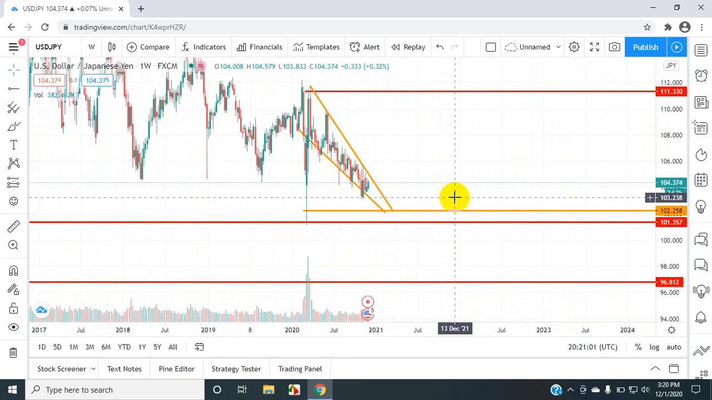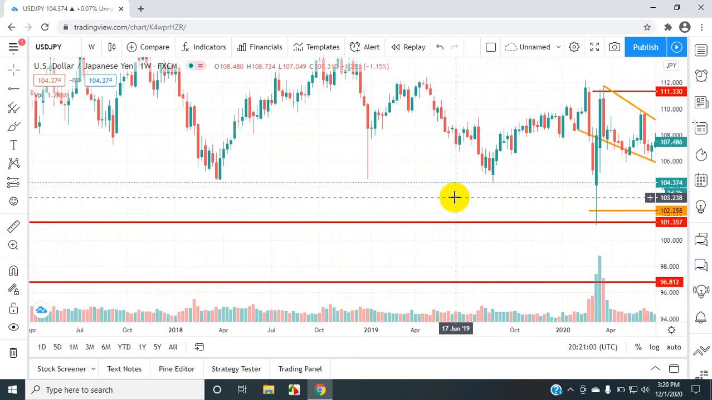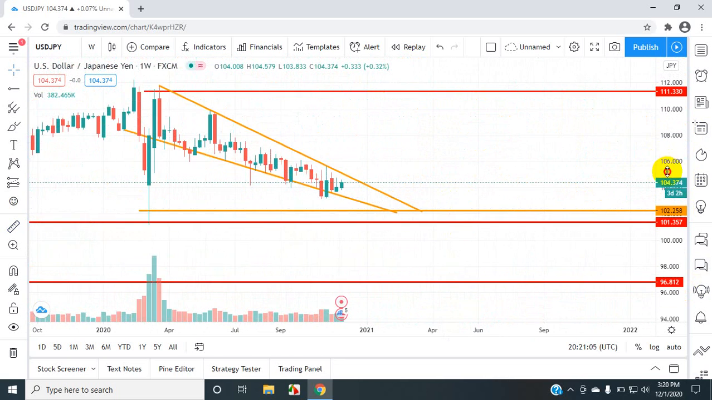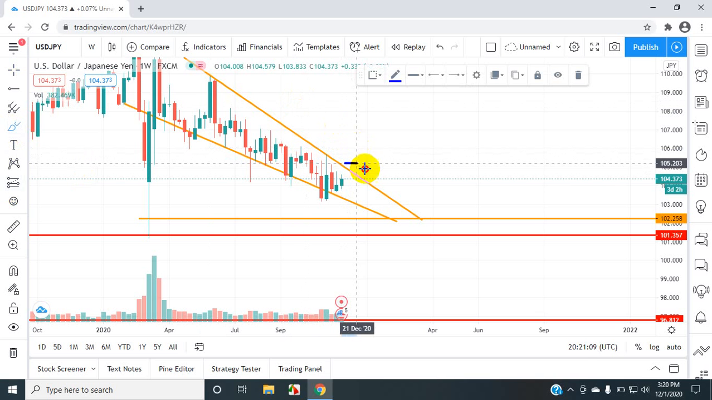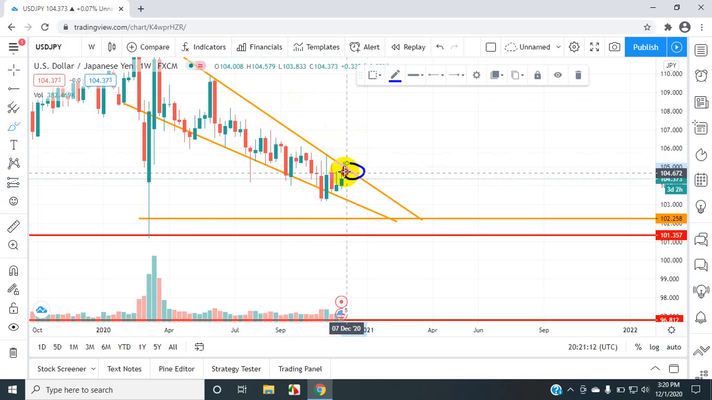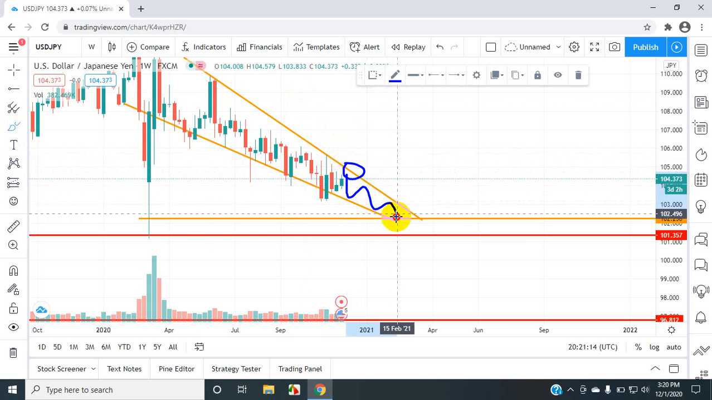At the end of the day, we all know that we don't chase the market. The market comes to us. Let's take our time, and we'll be looking for entries somewhere here to ride that wedge. And this is, like I said before, a wedge pattern.